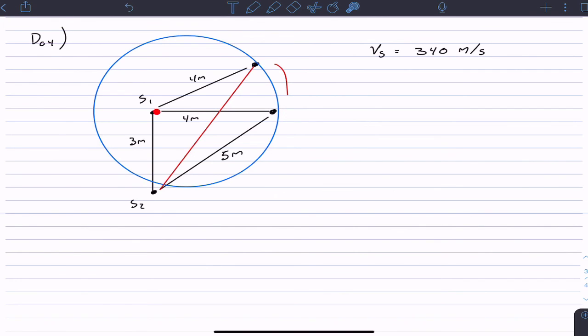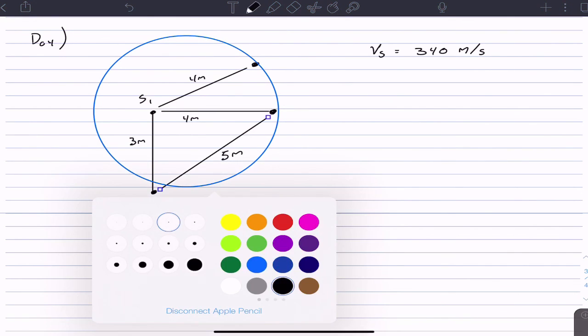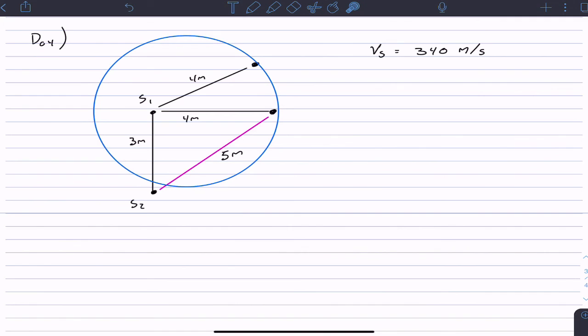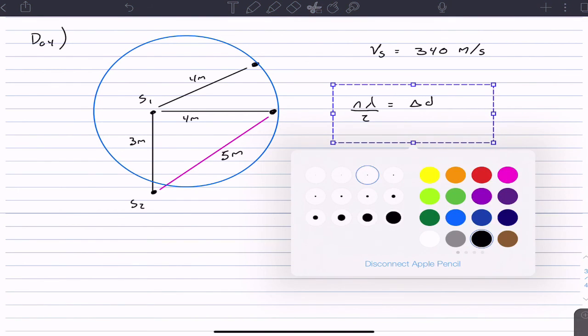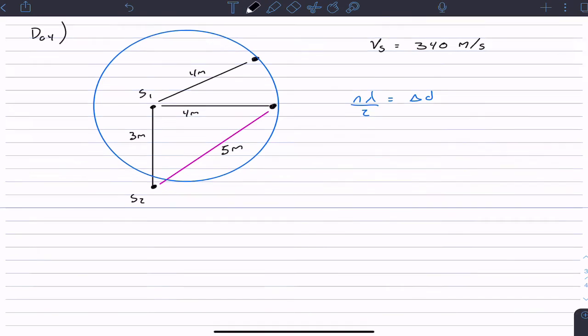Okay, well, let's look at this. We have the initial setup where we're not considering this. This one right here, right? This is what we're looking at. When this person is standing here, we can use that relationship. We're told that this is at a minimum. So let's find out what we have. We have n lambda over 2 is equal to the difference in the distances, right? So this is for when you're at a minimum. So we're told that we're at a minimum.